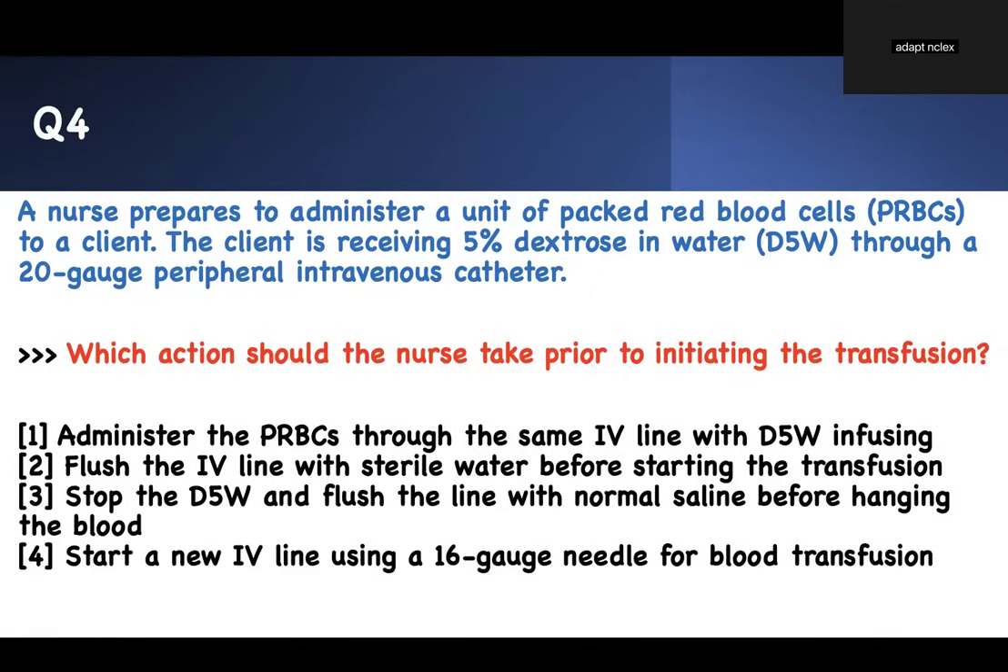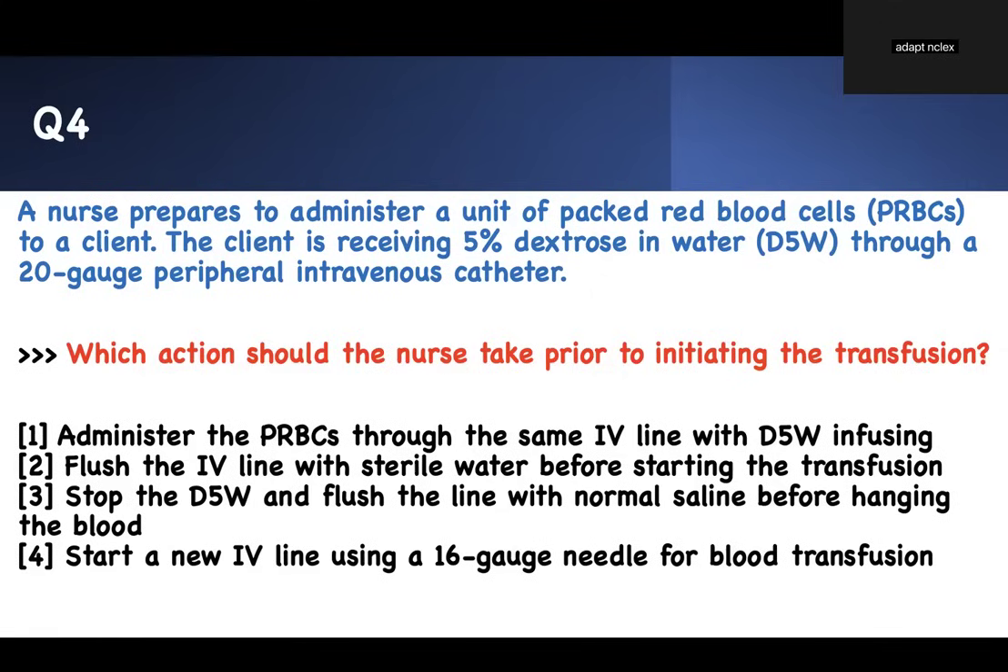Flush the IV line with what? Sterile water before starting the transfusion? Once again, D5W is almost close to what? Water. But sterile water does not have sugar in it. Stop the D5W, flush the line with normal saline before hanging the blood. Yeah, you stop the D5W, now you prime the tube with normal saline. That is the fluid needed to run the blood transfusion and hang the blood.